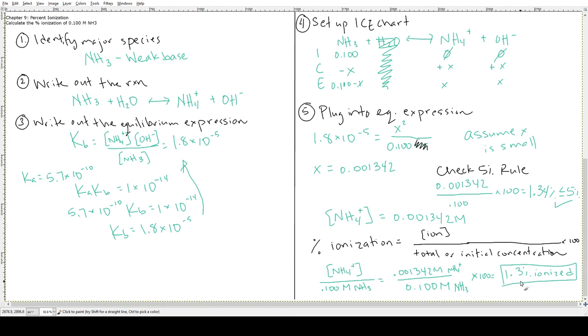If it was a strong base or a strong acid, what do you think this percentage might be? The answer would be 100%. So that could be a little note that you could add on the side, a little star, and say, if it was a strong acid or strong base, it'll always have 100% ionization. However, weak ones, not so much.